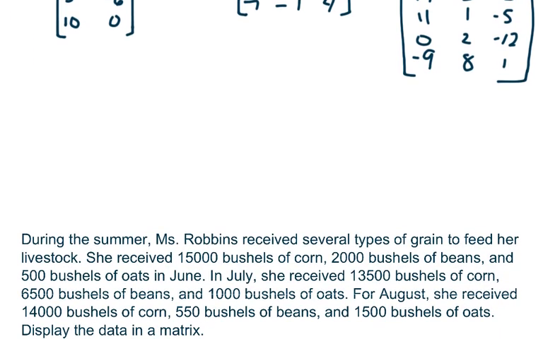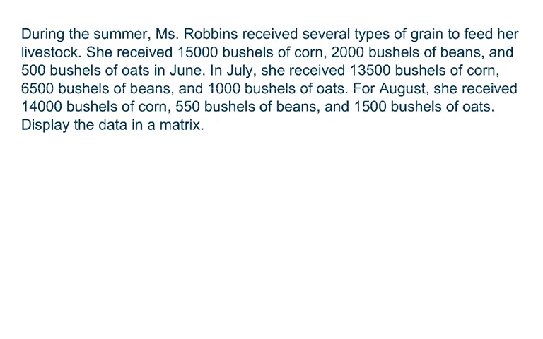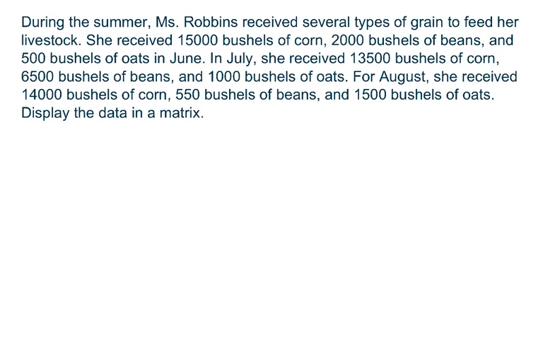So I've got a couple of examples here for you. First one, we're just going to make a matrix. This one's kind of a longer setup. During the summer, Miss Robbins received several types of grain to feed her livestock. She received 15,000 bushels of corn, 2,000 bushels of beans, and 500 bushels of oats in June. In July, she got 13,500 corn, 6,500 beans, and 1,000 oats. And then for August, she received 14,000 corn, 550 beans, and 1,500 oats. Display the data in a matrix.